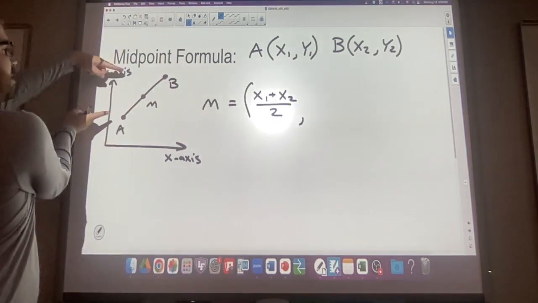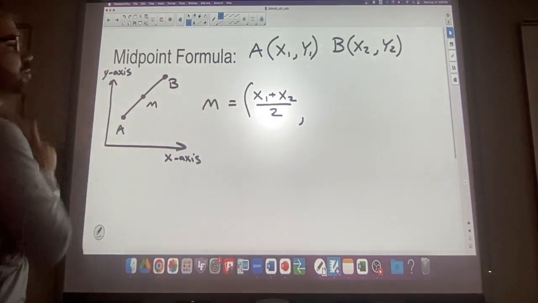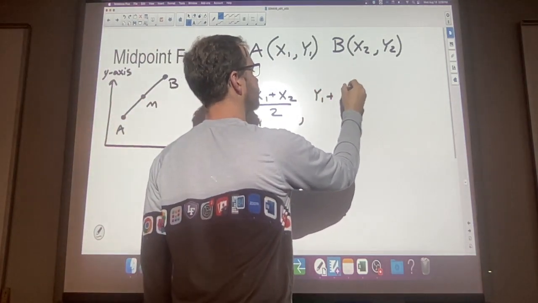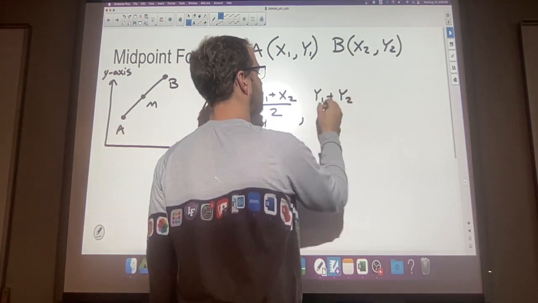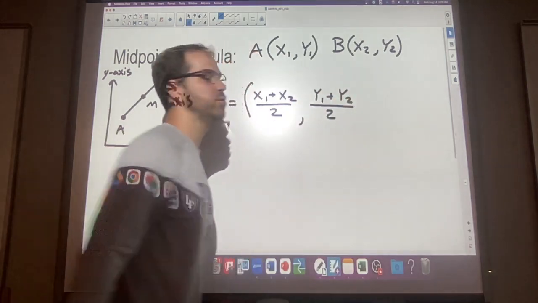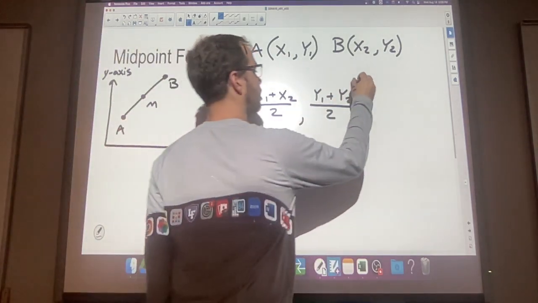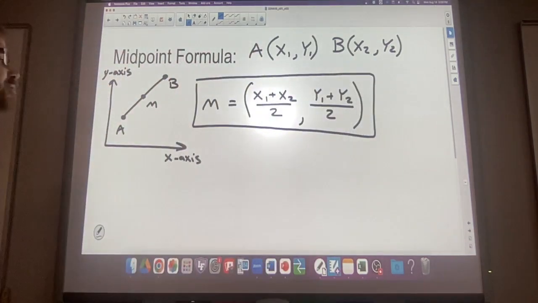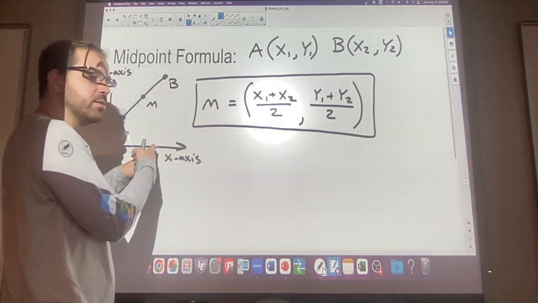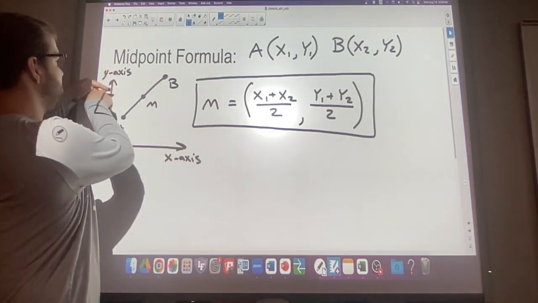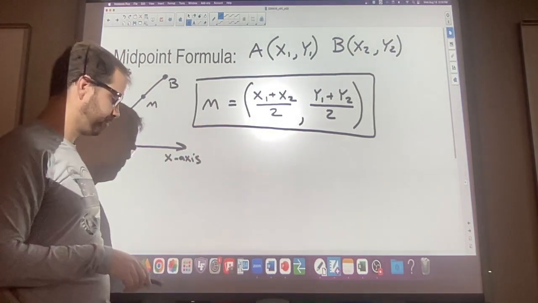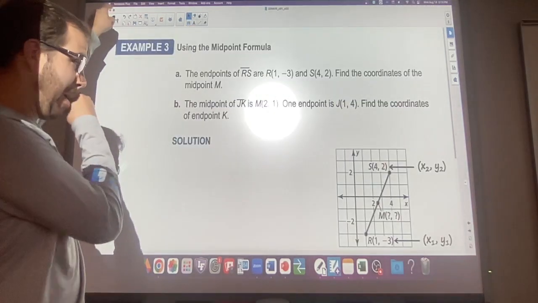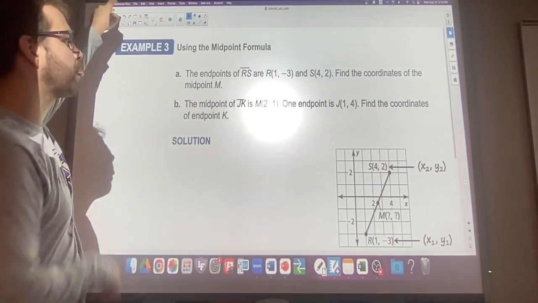For the y direction, I'm going to add the y values together and divide by 2. Find the average, or what's halfway between the two y values. So y1 plus y2 over 2, and that's going to be my midpoint formula. Essentially find the average of the left and right, the x-axis, and the average of the up and down, the y-axis. Okay? I think I have an example here. Oh yeah, here we go.